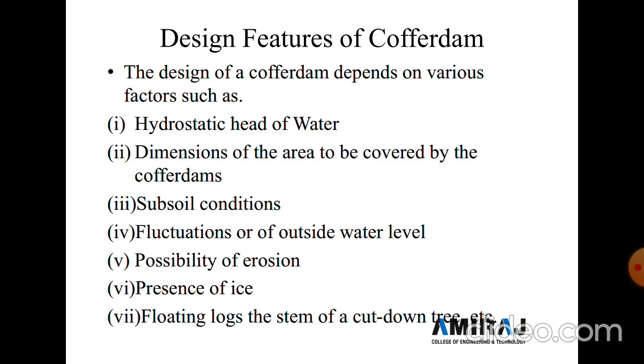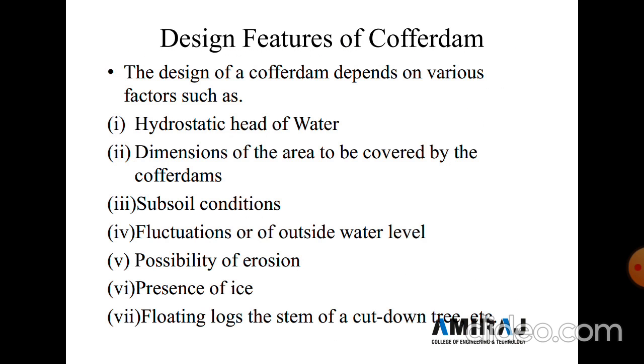Now next is the design feature of the cofferdam. The design feature of the cofferdam depends on various factors, such as the hydrostatic head of water. Second is the dimension of the area to be covered by the cofferdam. Third one is the subsoil condition. Fourth one is the fluctuation of outer side water level. Fifth one is the possibility of erosion. Sixth one is the presence of ice, and the last one is floating logs, the stems of cut down trees.